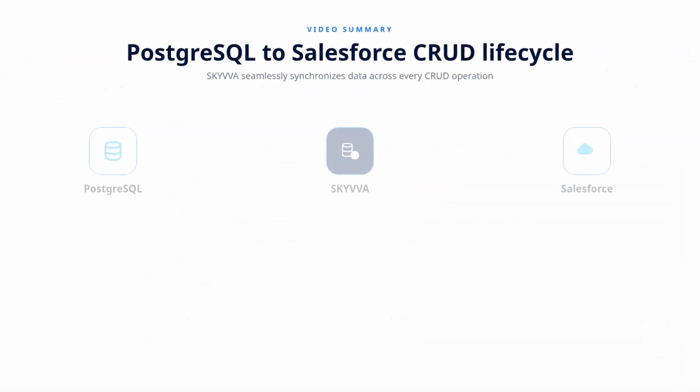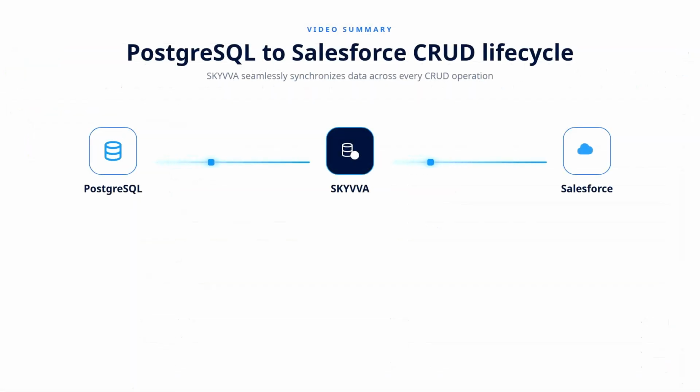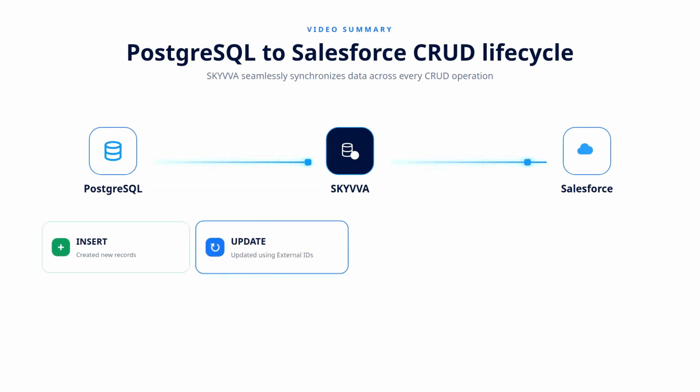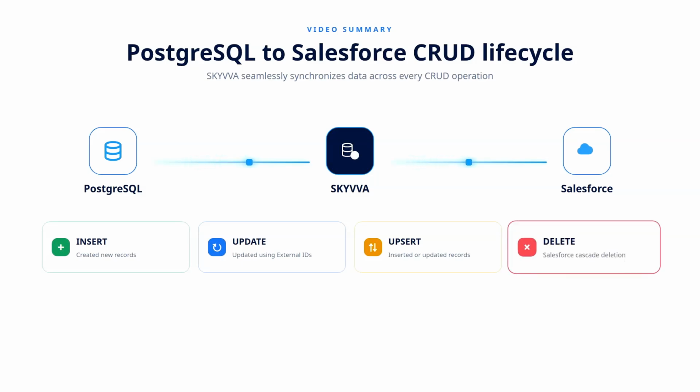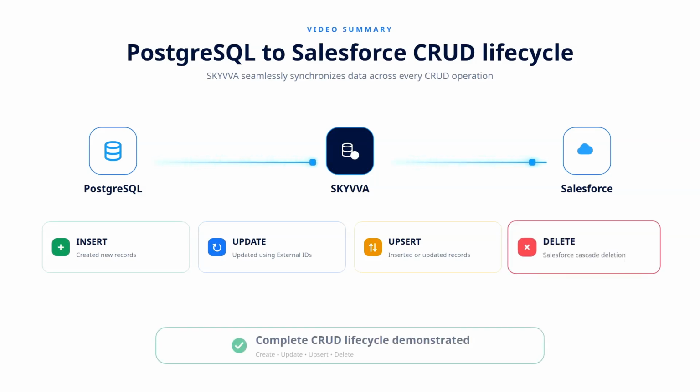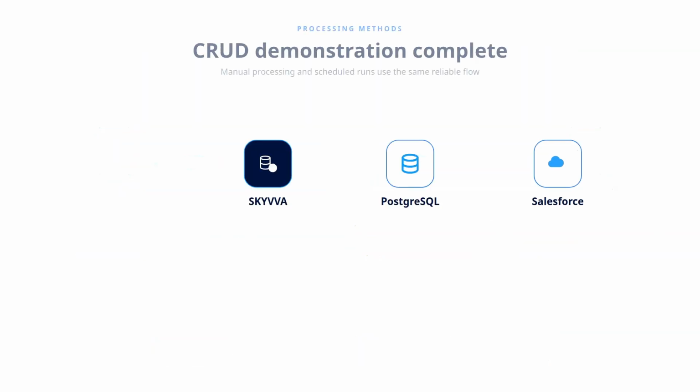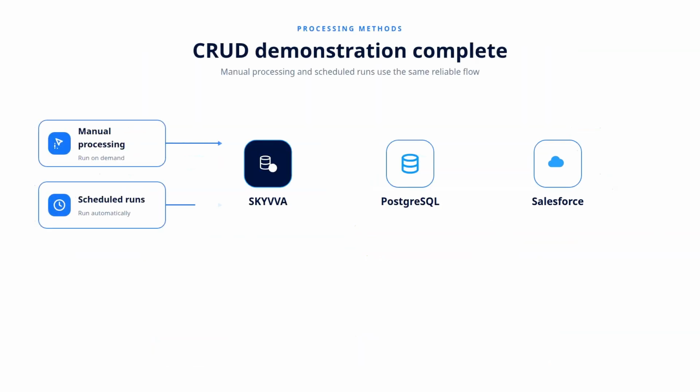To summarize, in this video we've demonstrated how SKYVVA seamlessly synchronizes data between PostgreSQL and Salesforce across the complete CRUD lifecycle. We created new records, updated existing records using external IDs, performed upserts by combining inserts and updates, and deleted records while leveraging Salesforce's standard cascade deletion. This completes our demonstration of PostgreSQL-to-Salesforce data synchronization with SKYVVA using manual processing via the interface and scheduled times.